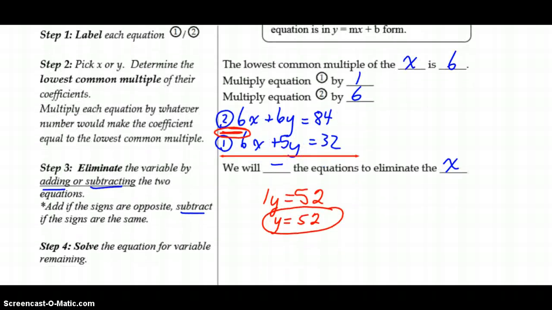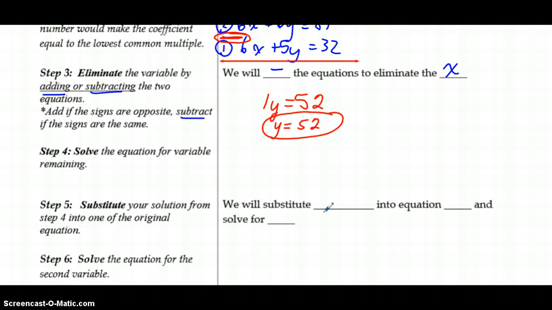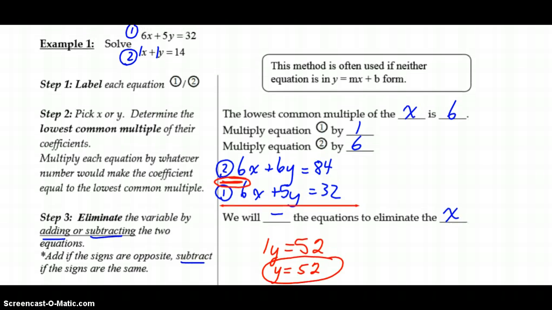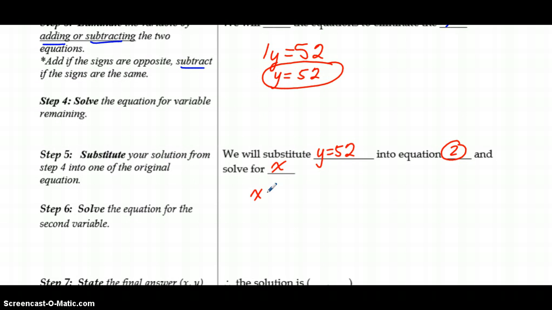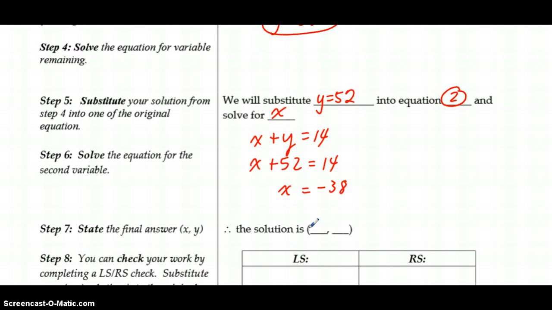Just like substitution, the rest is the exact same. You take that y value, your y equals 52, and you pick one of your two original equations, and you substitute it in to solve for the other variable. In this case, I'm going to grab x plus y equals 14, substitute in y equals 52, and solve the equation for x. So subtract your 52 on the other side, and we get negative 38. My point of intersection then is negative 38, comma 52.